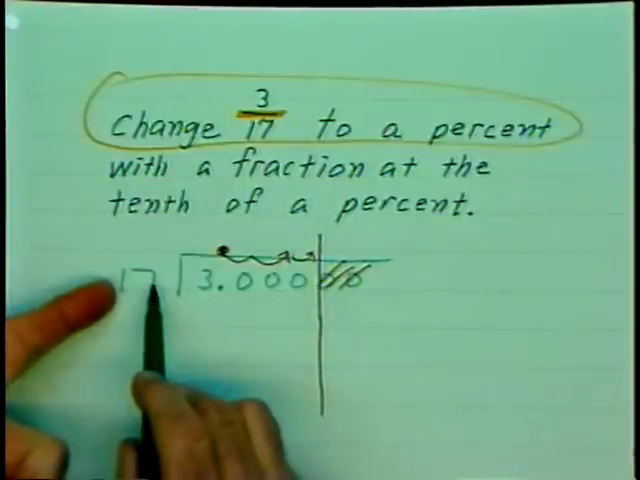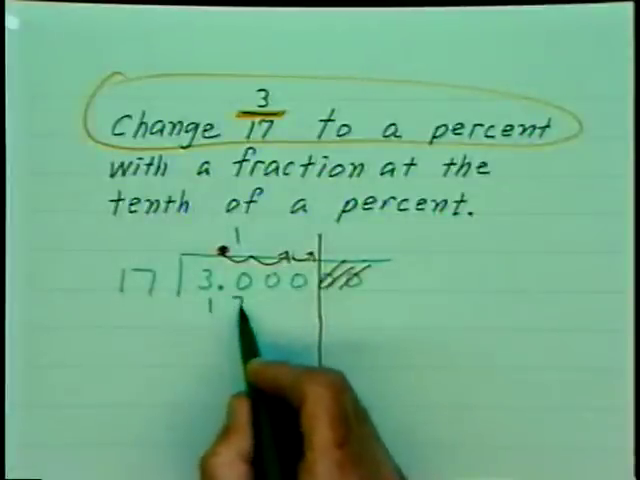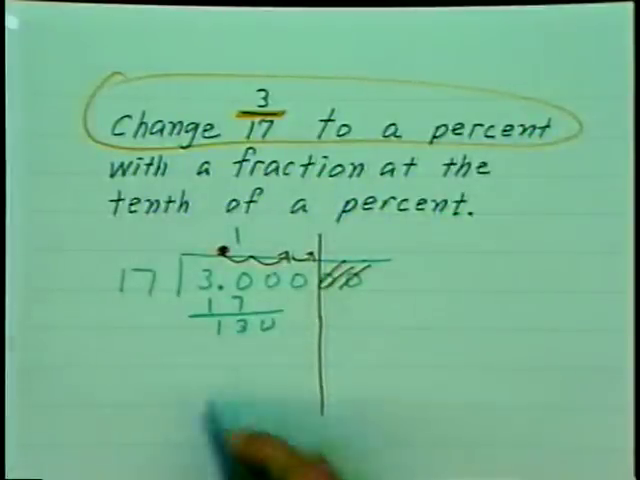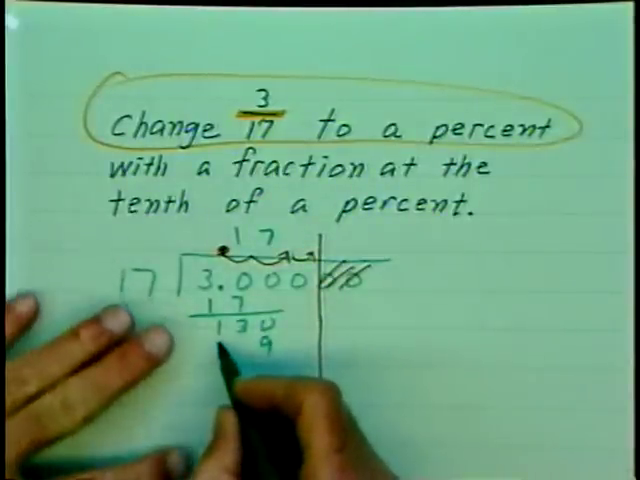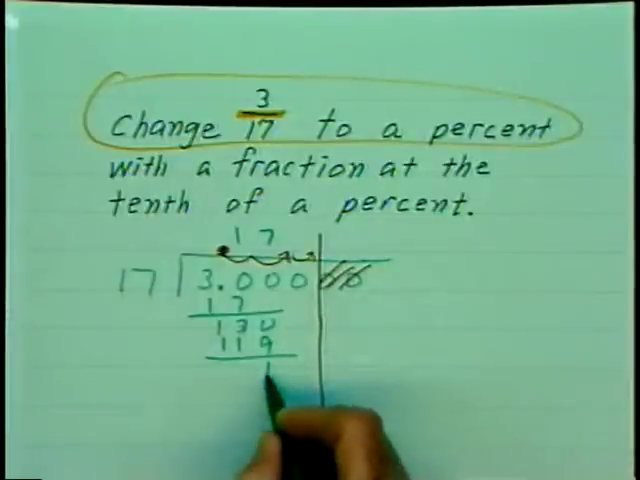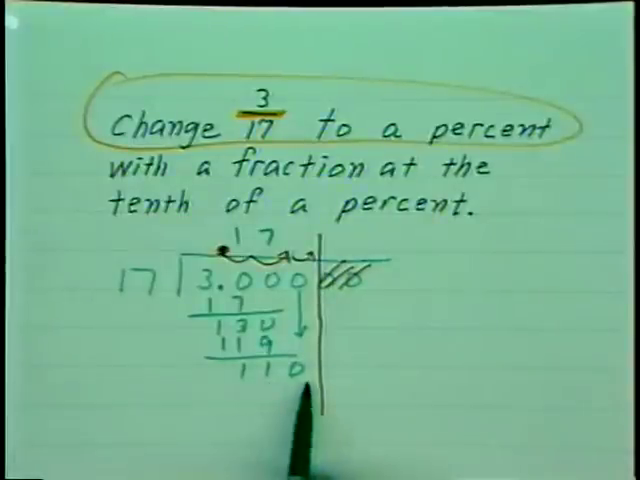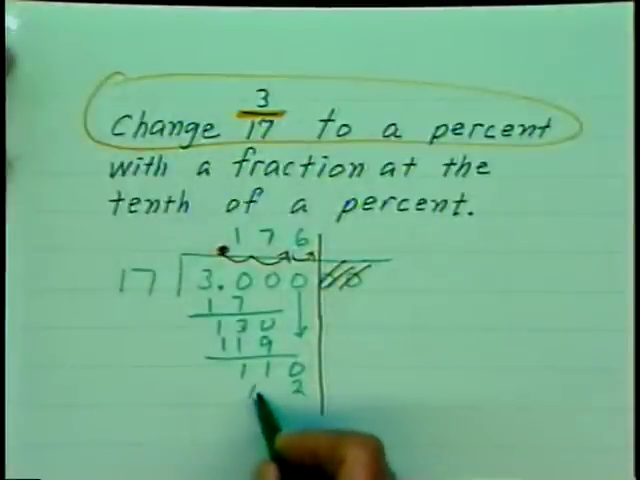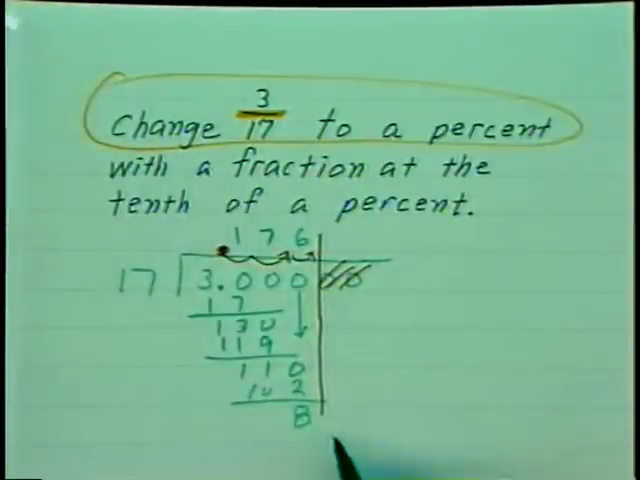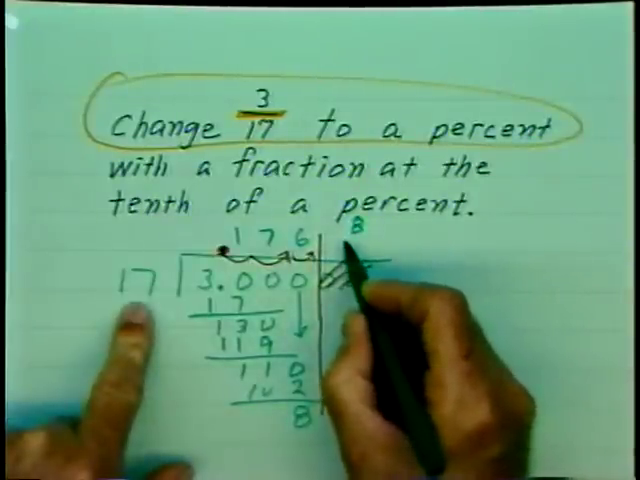So now, beginning our division, 17 into 30 is 1. 17 into 130 is 7. That's 119, carry the 11. 17 into 110 is 6. That's 102, carry the 8. Now my remainder is 8, so I'll write the remainder over the divisor.